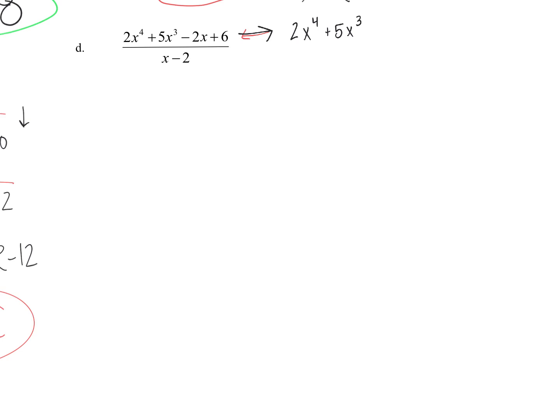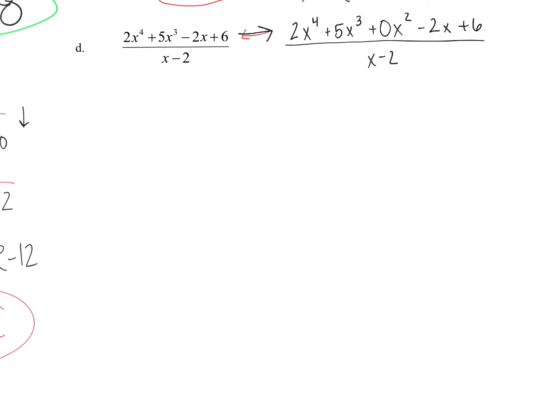Oh, see, look what I did. Now I need a placeholder here, right? Because I'm missing my x squared term. So I'm going to put plus 0x squared minus 2x plus 6 all over x minus 2. And what's really important is that we're putting this placeholder term in the right place. We want our exponents to go from greatest to least, so we need to put a placeholder in there. And in this case, it is in the right place.